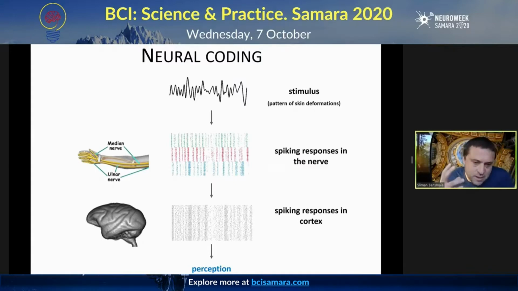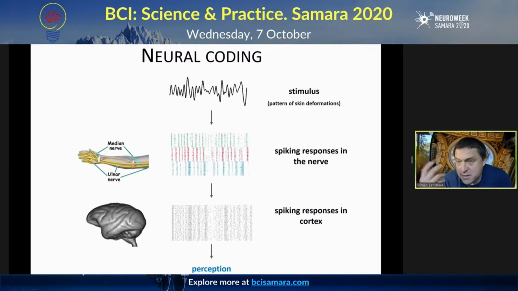When you grasp or manipulate an object, there's a pattern of deformation of the skin that produces a pattern of activation in the nerve, here denoted by these colored rasters. Different colors correspond to different types of nerve fibers that respond to different aspects of the skin deformations. This neural activity then propagates down the neural axis, ultimately giving rise to a percept of the object. When we hold an object in our hand, we have information about its shape, its size, its texture, and if it's moving, we have information about that, all coming from these signals from our hands.